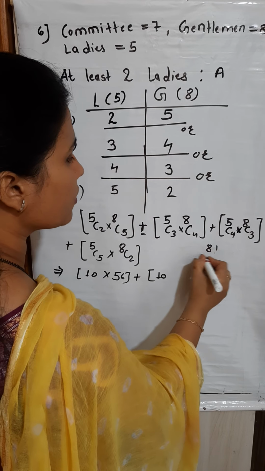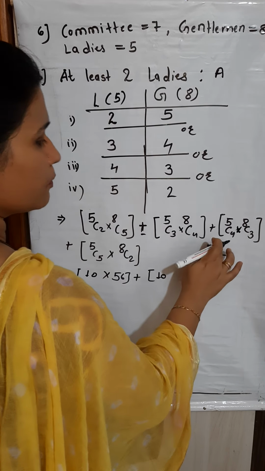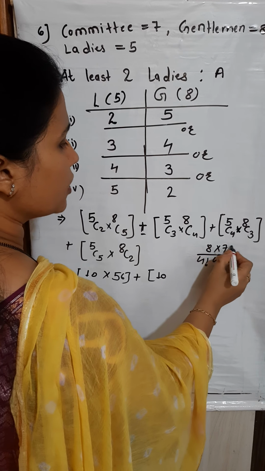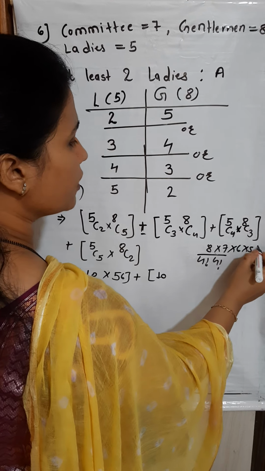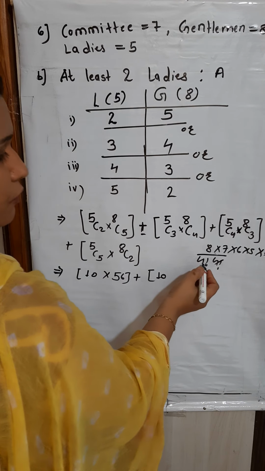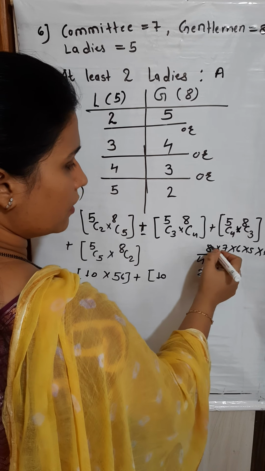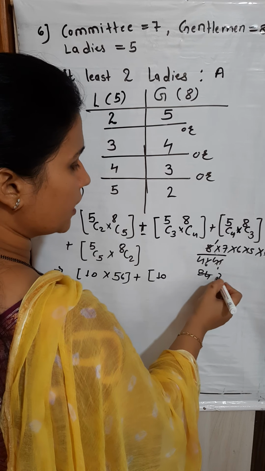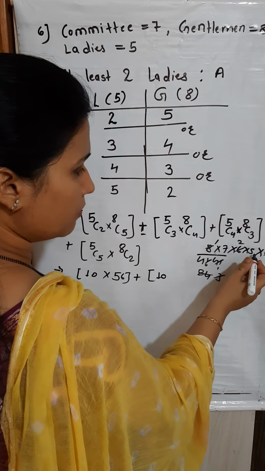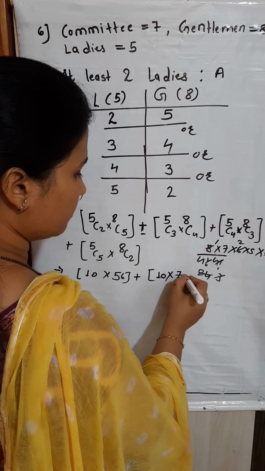8C4, 8 factorial upon 4 factorial, (8 minus 4) factorial, 4 factorial. Now we split this 8 factorial, it will become 8 into 7 into 6 into 5 into 4 factorial. This 4 factorial and this 4 factorial get cancelled. This 4 factorial means it is 24. Now cancelling 1 time, 3 times, again this 2 times. Now multiplication. 10 into 7, it will give you 70.